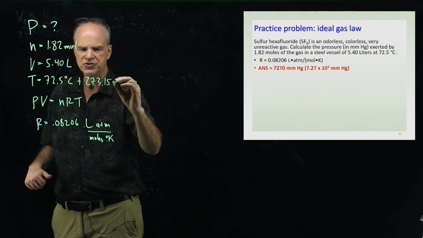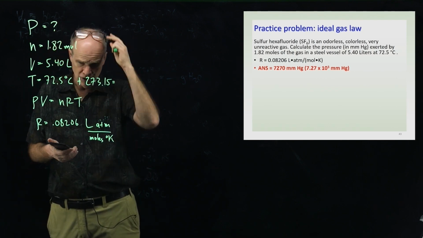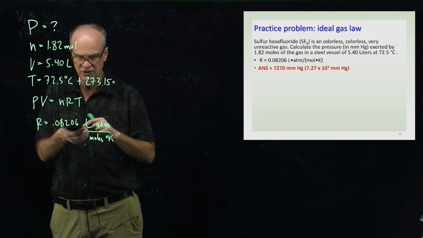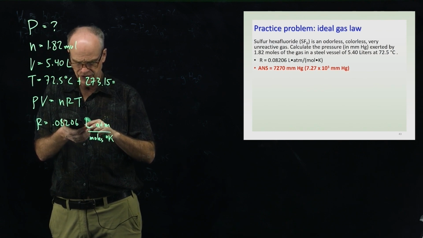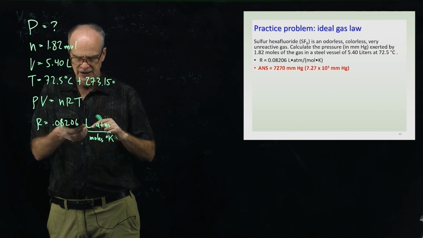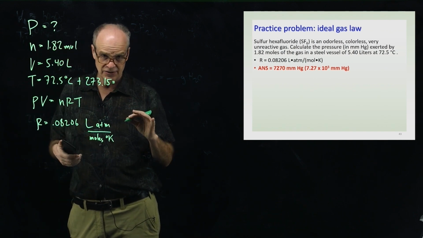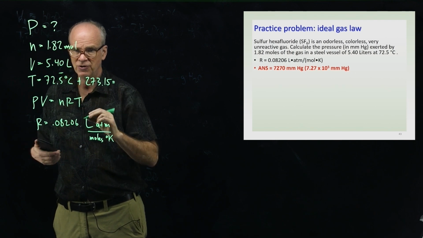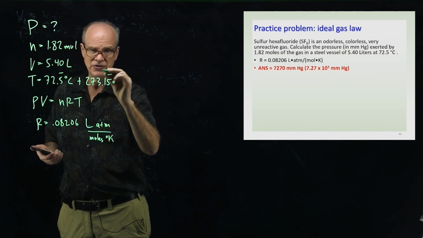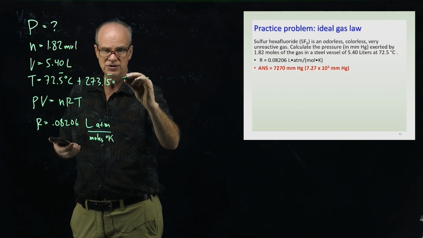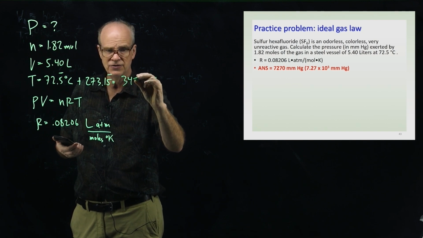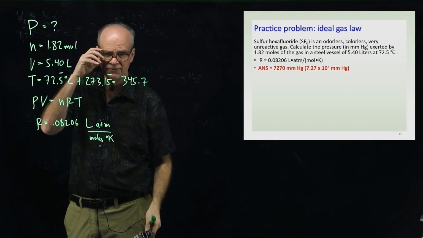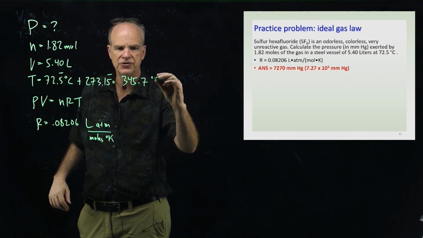273.15. And again, I'm going to use that trick that the book does, where we work out what the temperature is in Kelvin by adding 273.15 and then rounding at this point to the correct number of significant figures. On my calculator I get 345.65, but note the uncertain digit in 72.5 is here, and the uncertain digit in 273.15 is here, so this is going to be 345.7 rounded to the correct number of significant figures, in degrees Kelvin.